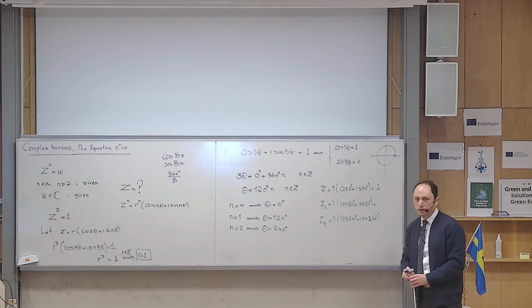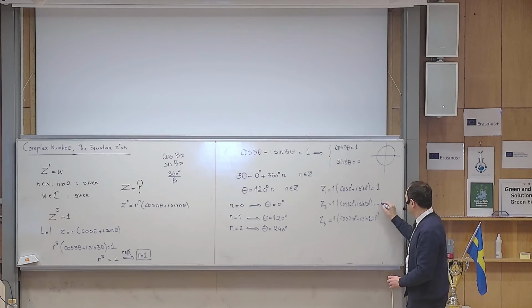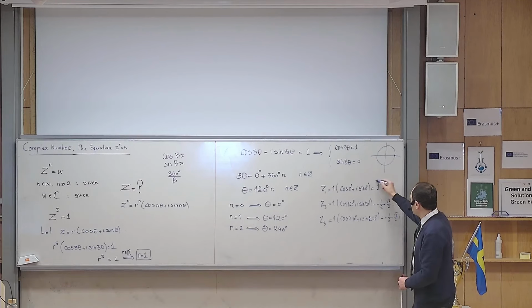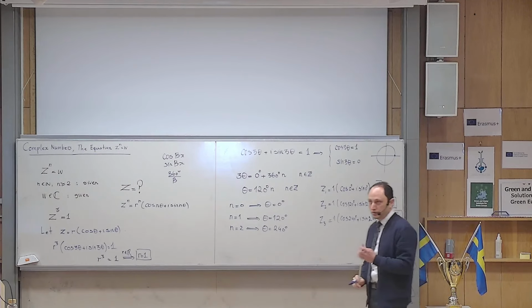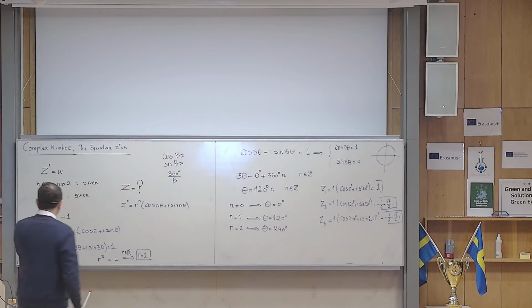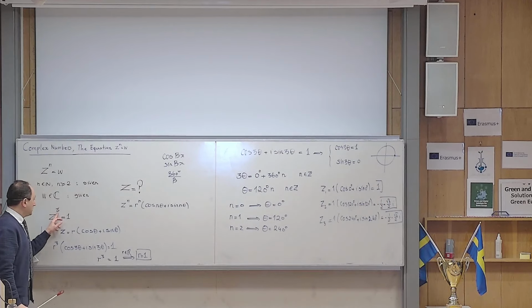Cosine of 120 is minus a half. Sine of 120 is the square root of 3 over 2. And for this one, both of them are negative. So these three numbers are the answers to this equation. One of them is the famous one that you already know about, but two of them are really new. So these are the only three complex numbers whose third power is 1.